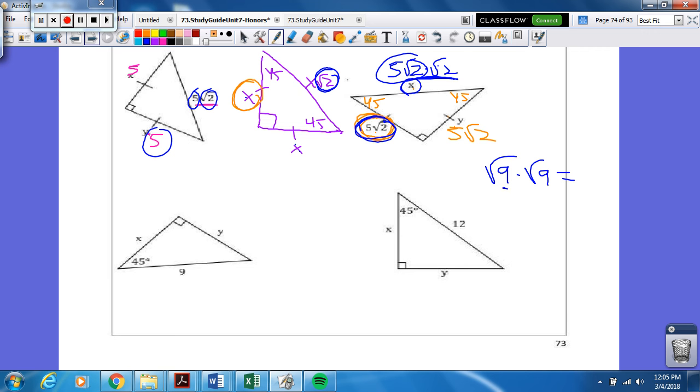Well, radical 9 is 3, right? 3 times 3, so that is 9. Ooh! So radical 9 times radical 9 is 9. Ooh, you seeing a pattern? Let's do another one. Check this out.